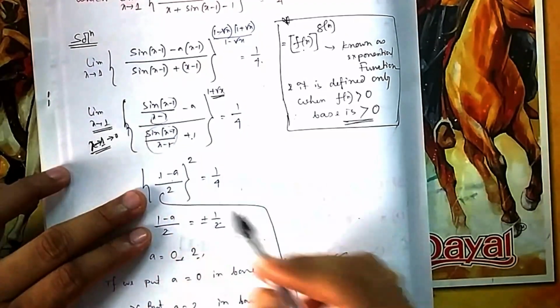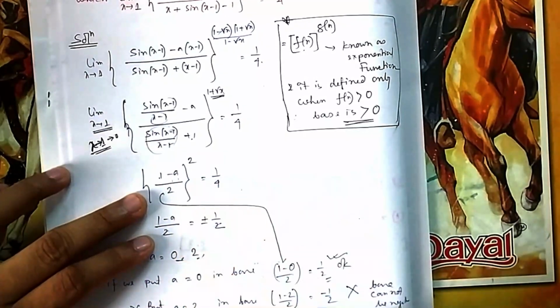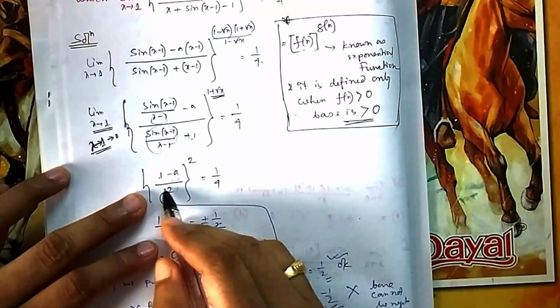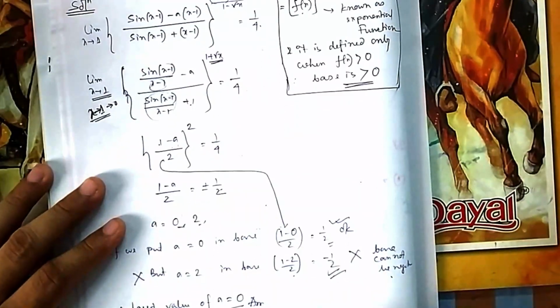If you put a equal to 0, that is half. If you put a equal to 2, this is negative coming. So base cannot be negative in exponential power. So that's why the answer is a equal to 0.